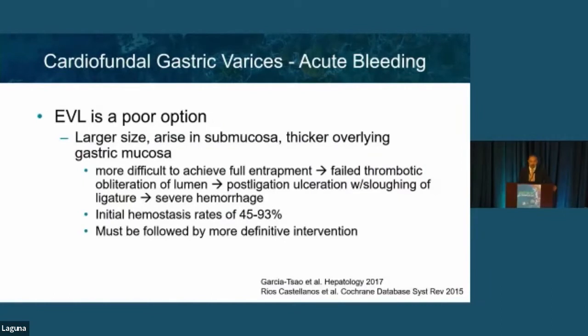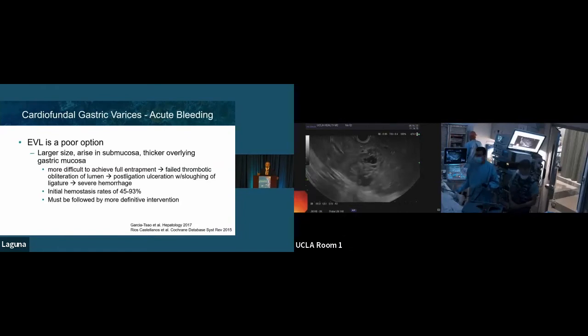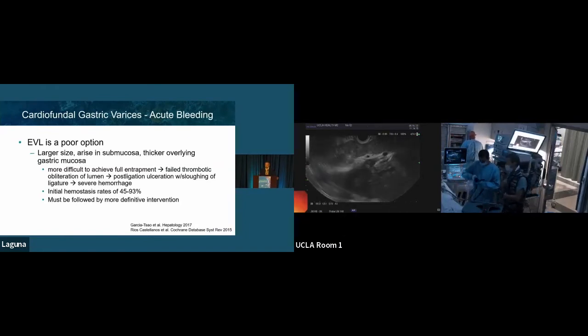Band ligation, as I mentioned, can be an option, but it's generally a poor option for cardiofundal varices. They arise in the submucosa. You have thicker gastric mucosa. It's very difficult to operate this either in anterograde view or in retroflexion. And there are variable rates of initial hemostasis, but generally speaking, if you're in an acute situation and you get a band on one of these, they need to be followed up for a more definitive treatment, whether that's going to be EUS-guided therapy or interventional radiology to intervene upon them.